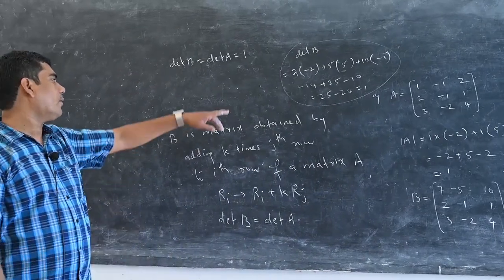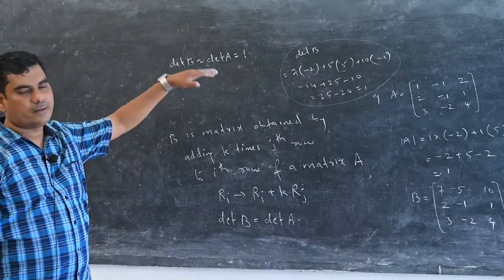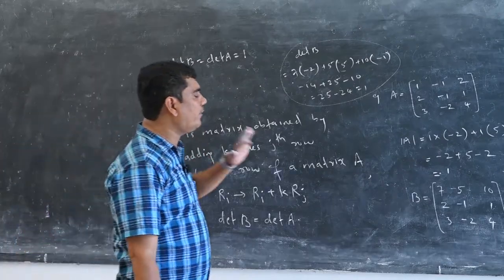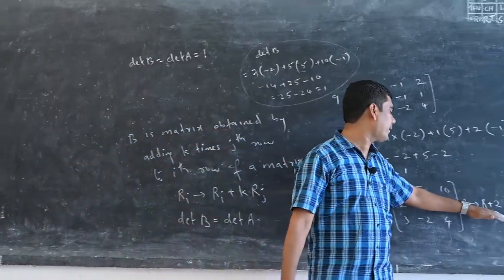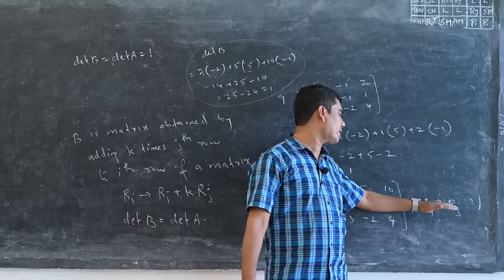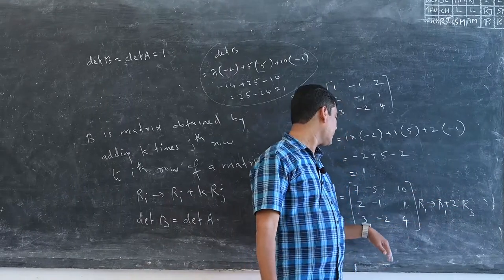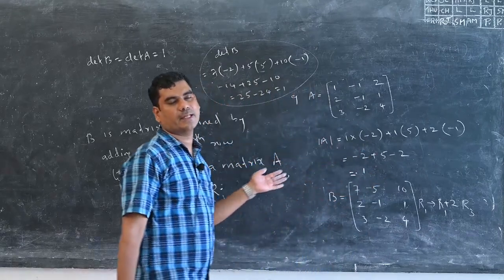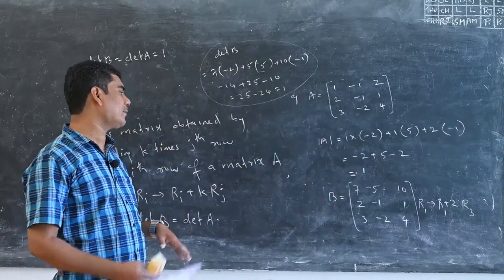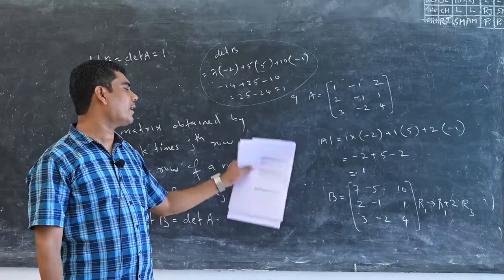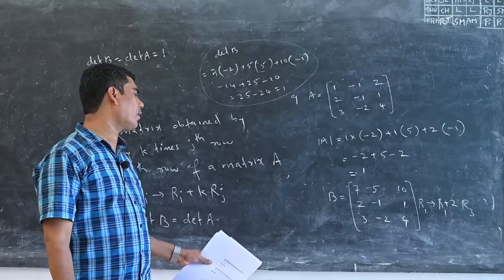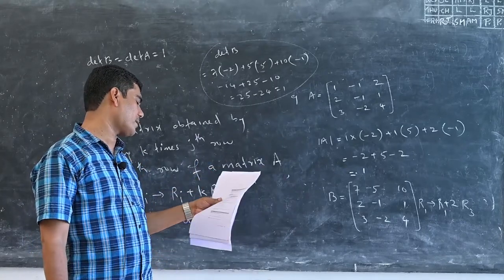Determinant B, on expanding this, is equal to this. So if an elementary row operation is performed, then the determinant remains unchanged. So this is an example. Similarly for column operation.